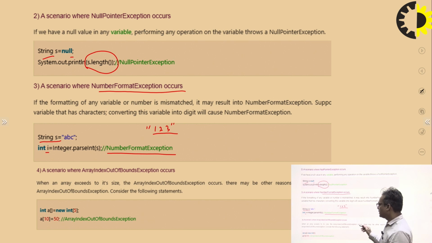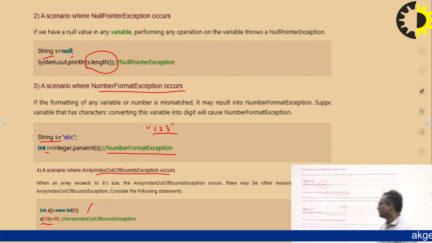Next scenario is array index out of bound exception. As I discussed earlier, if you have an integer array a of size 5, and you are trying to access the value of a[10], that index is not available in this array a, so it will give you an array index out of bound exception.